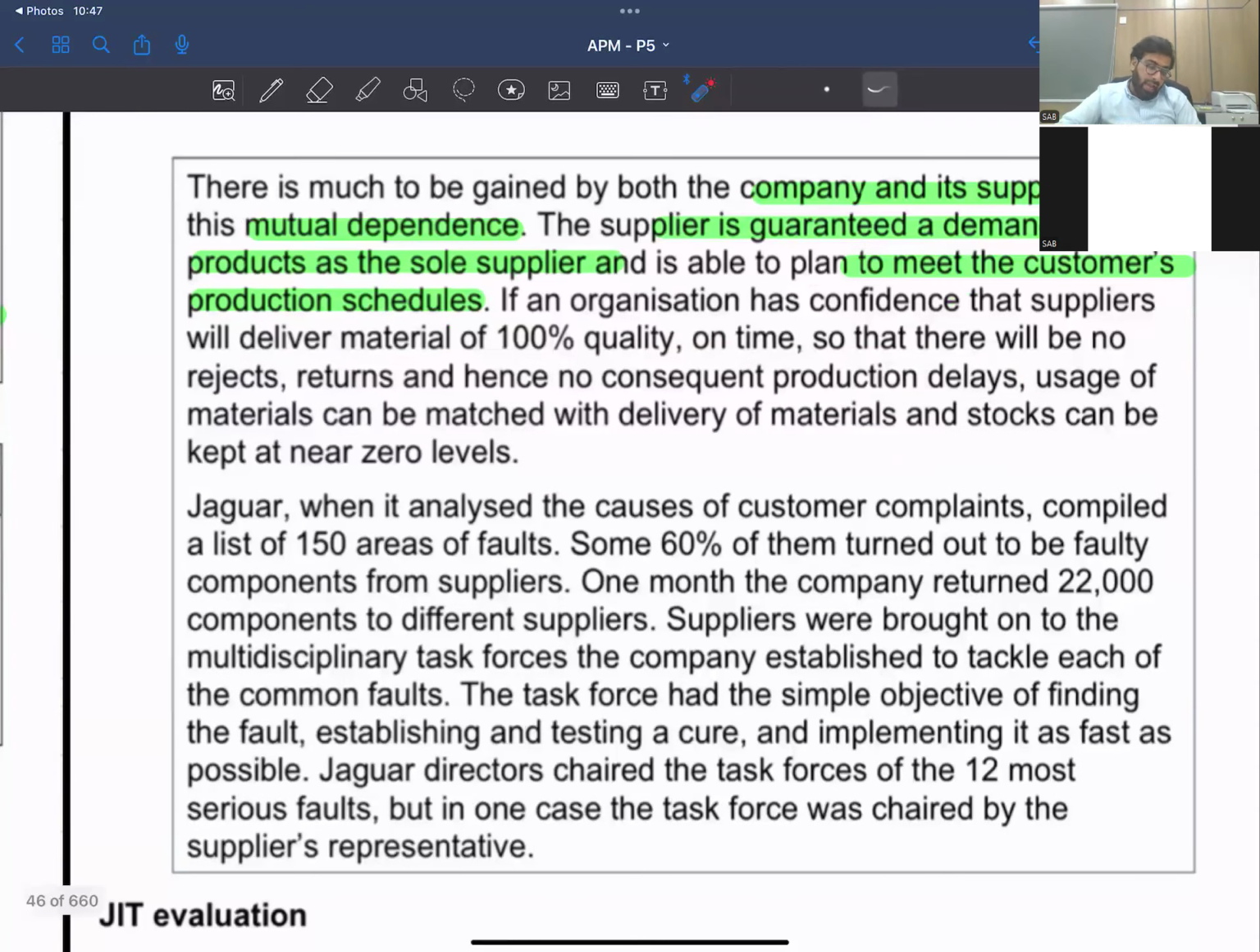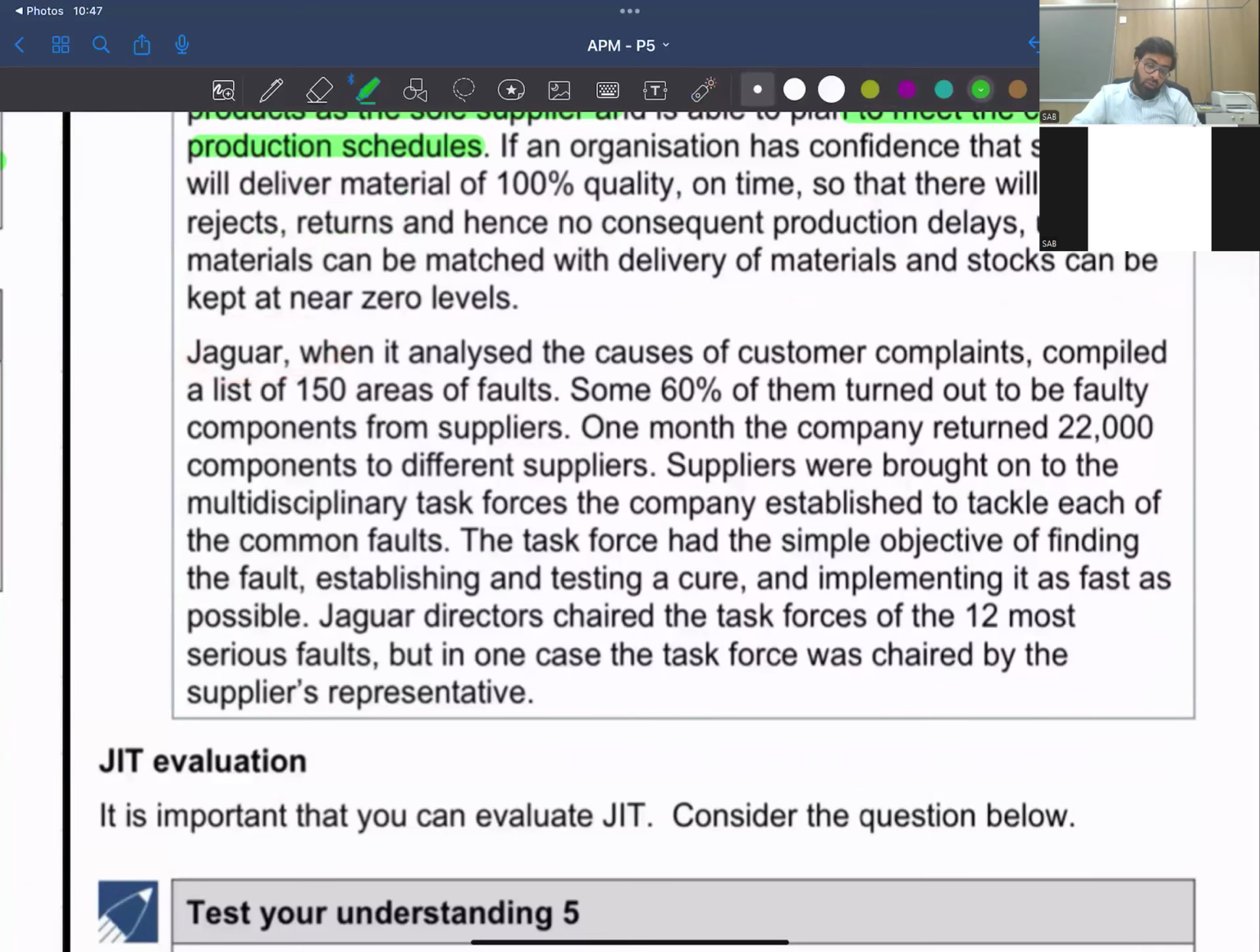Now see, Jaguar. I guess you must have remembered this name. When it analyzed the causes of customer complaints, it compiled a list of 150 areas of fault, and 60% of them were found to be from suppliers.